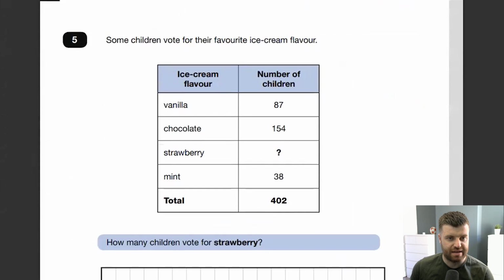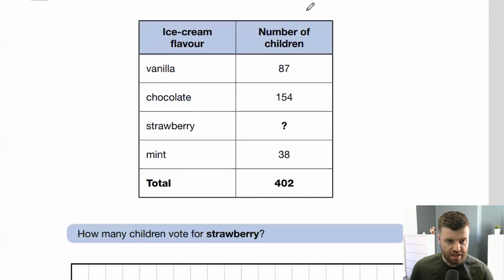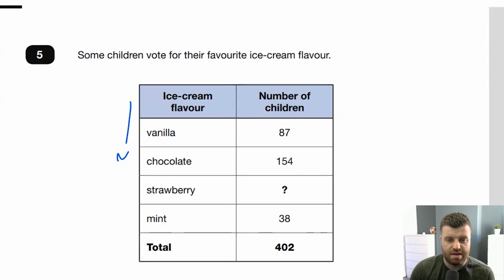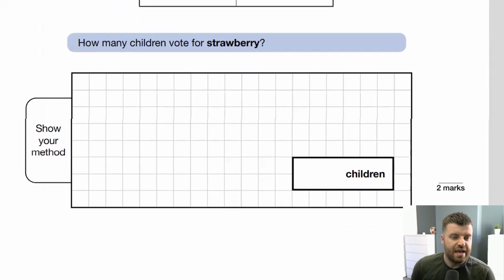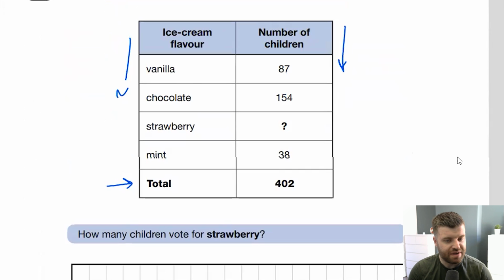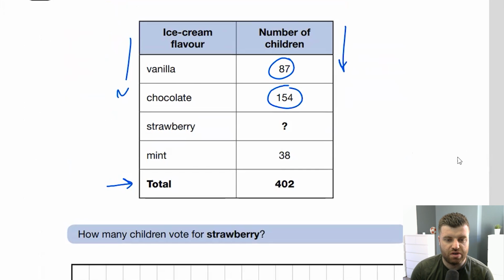Let's scroll back down. I'm going to zoom back in. Some children vote for their favorite ice cream flavor. There's the ice cream flavors down the side here. And then there's a number of children down that side there. And at the bottom, we have a really important bit of information, the total number of children who are asked and who voted. So there are 402. How many children vote for strawberry? That's the question mark. Well, what we can do is add up vanilla and chocolate and mint. So let's do that.